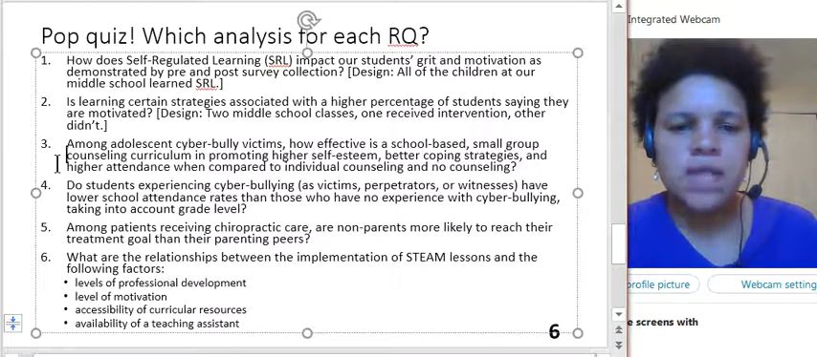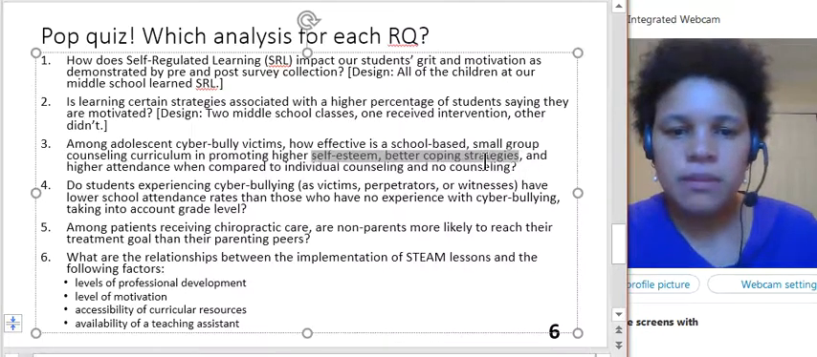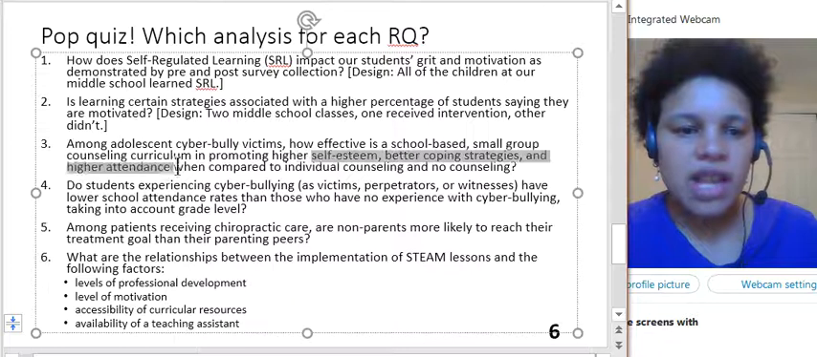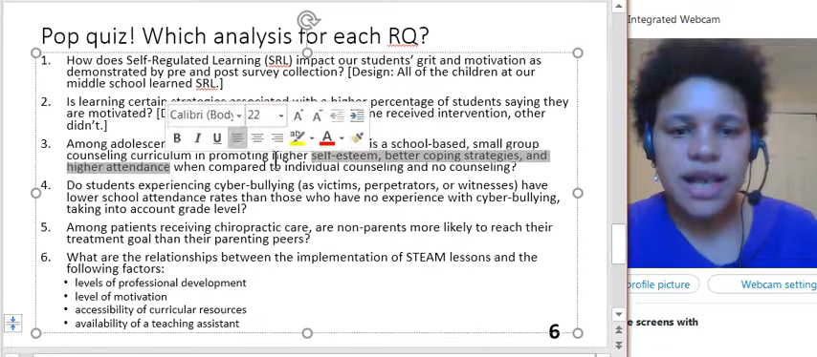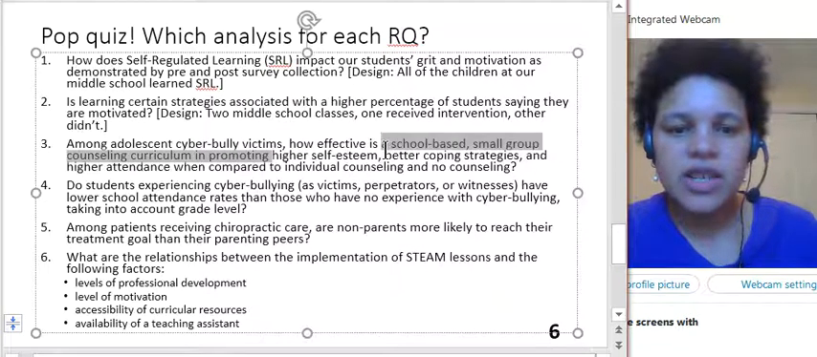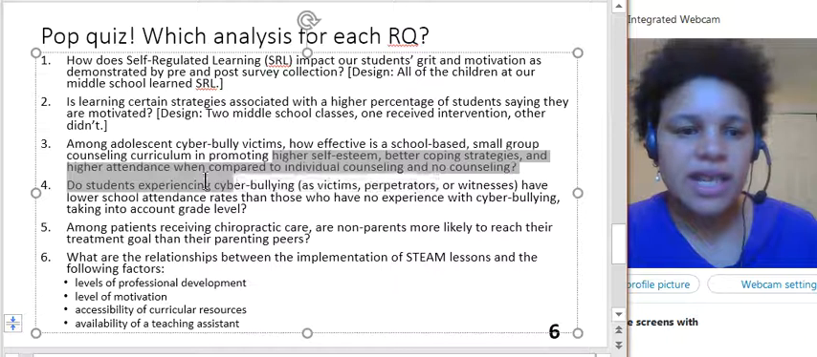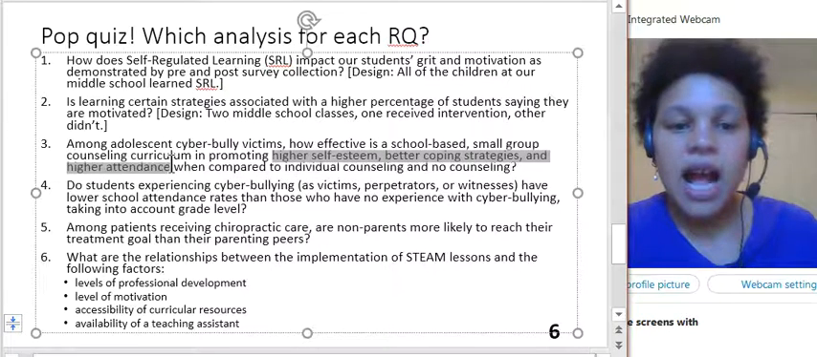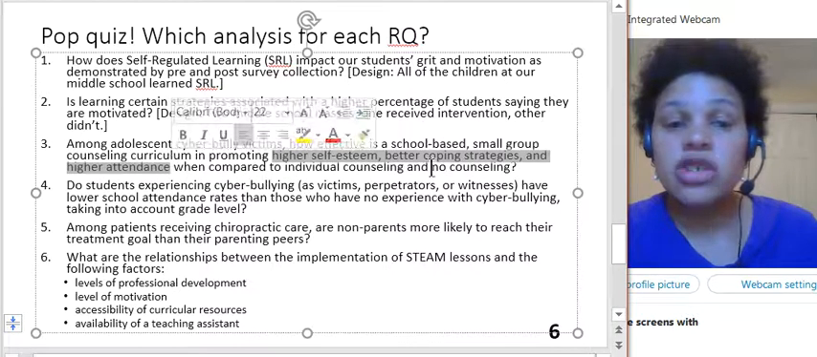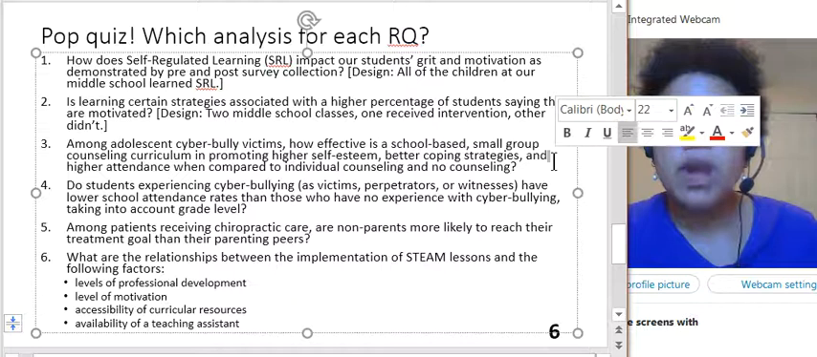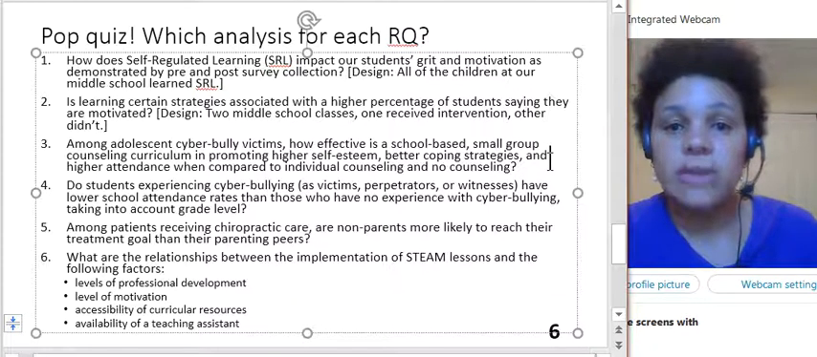So dependent variables or outcomes. The outcomes that we're looking for are self-esteem, coping strategy, and attendance. And because this says higher self-esteem, better coping strategies, and higher attendance, I'm assuming those are going to be measured as continuous measures. So we have three continuous outcomes.